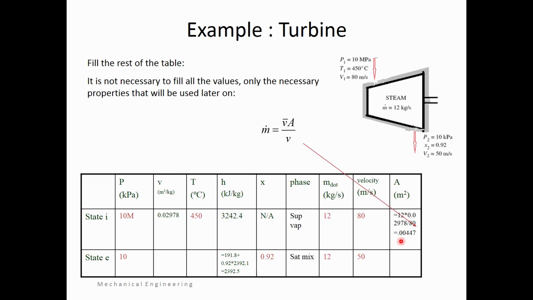At this point, we can also find the area of the inlet, which is one of the unknowns that the problem is asking for. The mass flow rate is defined as the velocity times area divided by specific volume. From the table, since we know velocity and specific volume, we can plug them in and find the area, which is equal to 0.00447 meters squared.